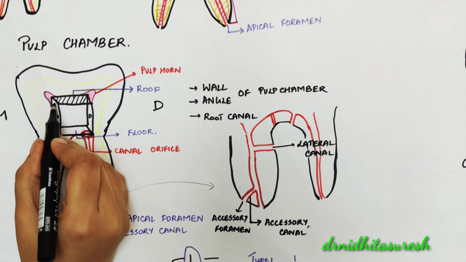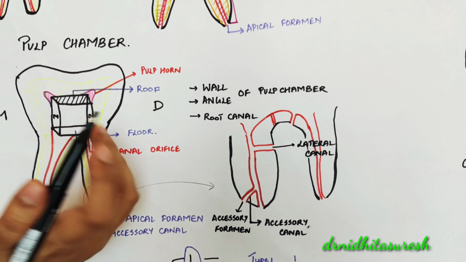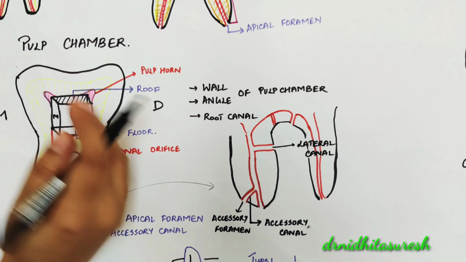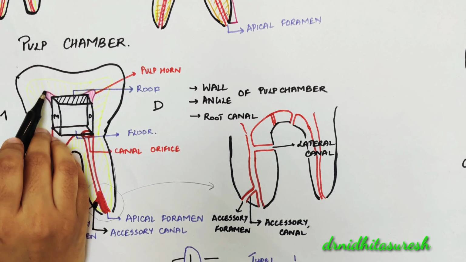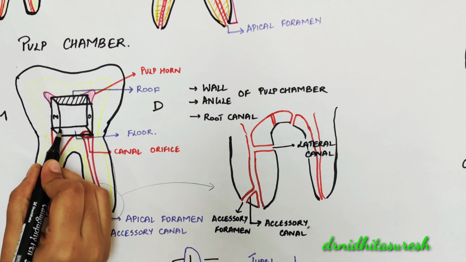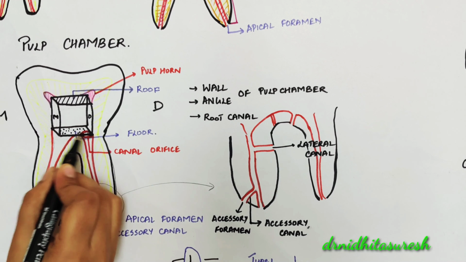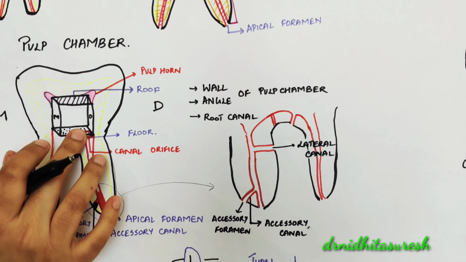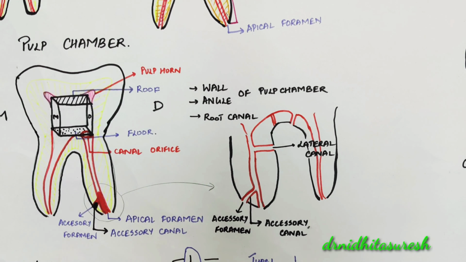Now let's discuss in detail about the pulp chamber. I have tried to draw a three-dimensional view of the pulp chamber, and this surface over here is the roof of the pulp chamber. Okay, and it is also surrounded by dentine. Then comes the floor of the pulp chamber. This is going to be your floor of the pulp chamber. This is going to be parallel to the roof of the pulp chamber.